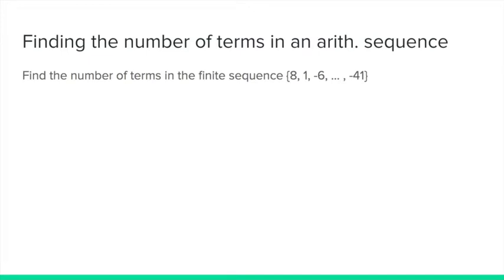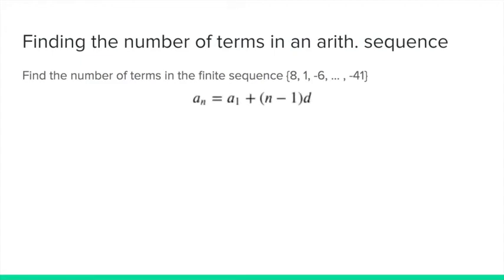All right, one more application here of arithmetic sequences. In this case, we want to find the number of terms that are in this arithmetic sequence. It goes from 8 to negative 41. The ellipses there indicate we don't know how many terms there are between negative 6 and negative 41, but we should have enough information to be able to figure it out. Our first term is 8, and we can figure out that our common difference is negative 7, right? This sequence is going down by 7 every term.